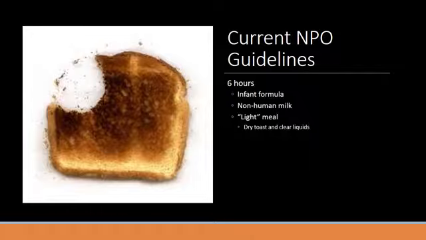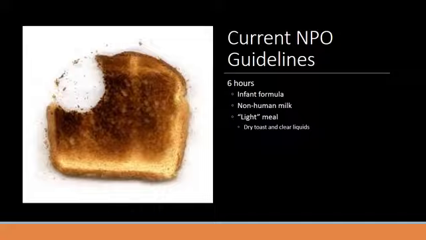In terms of kiddos that require infant formula or non-human milk or some sort of light meal, the NPO guidelines are 6 hours. Now a light meal, if you look at the guidelines in the literature, is defined as dry toast and a clear liquid like tea, without any sort of fat in it like cream or milk or anything like that.